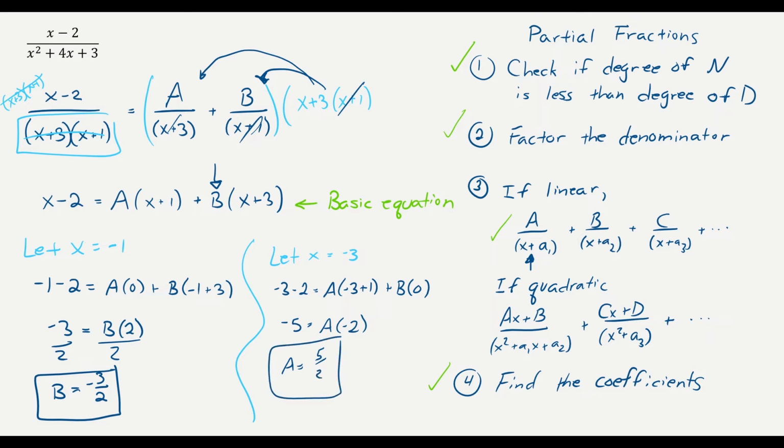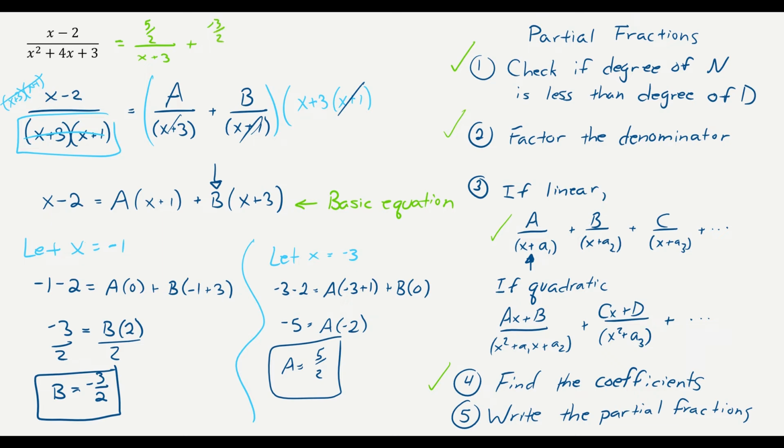I guess I could add a step 5 onto this. Write the partial fractions. I suppose it's good to write your final answer. So we take our coefficients and we just stack them. And I'm going to write this way up at the top. We stack them on top of our factors. So this original fraction now equals 5 halves over x plus 3 plus -3 halves over x plus 1.